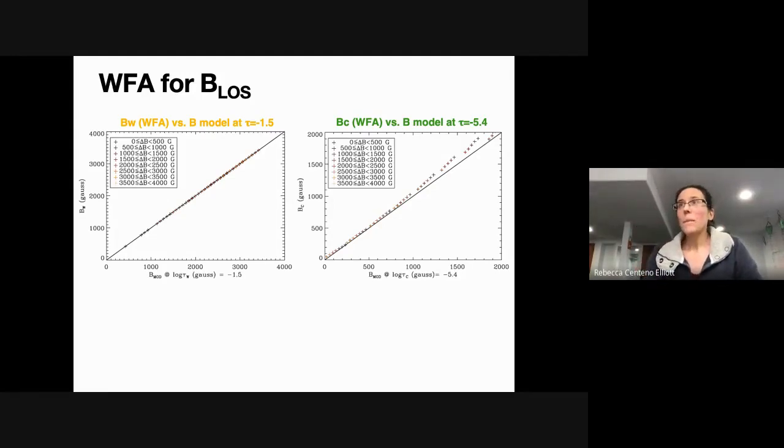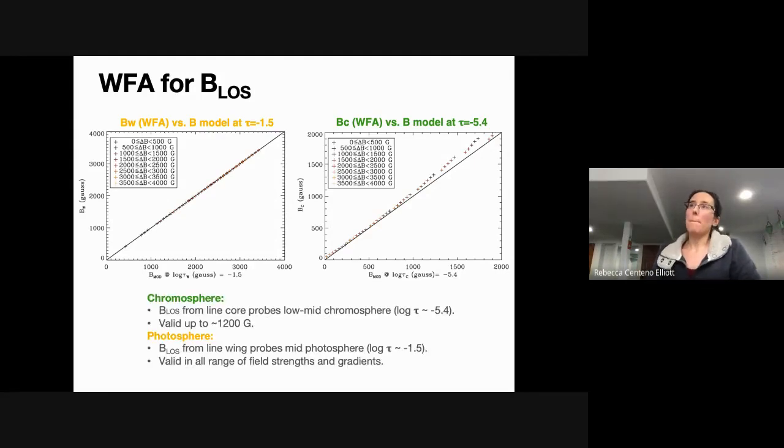After that, or beyond that, the inference deviates by more than 10% with respect to the model value. So what we managed to prove here is that we can apply the weak field approximation in the core and the wings of the spectral line separately and actually get good inferences for the chromospheric and the photospheric magnetic fields separately.